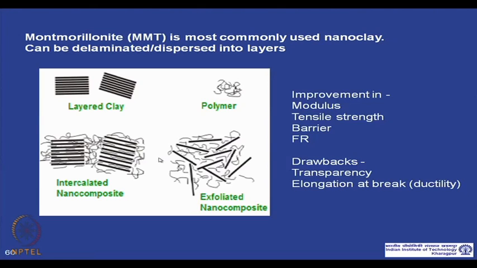So, with the use of this nano clay, the base polymer shows improvement in modulus, tensile strength, barrier and fire retardant property, but obviously, with this the transparency comes down and the ductility of the matrix comes down. Okay, with this we basically come to the end of our discussion on polymer additives. There are other additives that can be discussed, but due to lack of time we cannot discuss the entire list of additives used for polymeric material. What I did was discuss the important additives which are very commonly used in polymer industries.